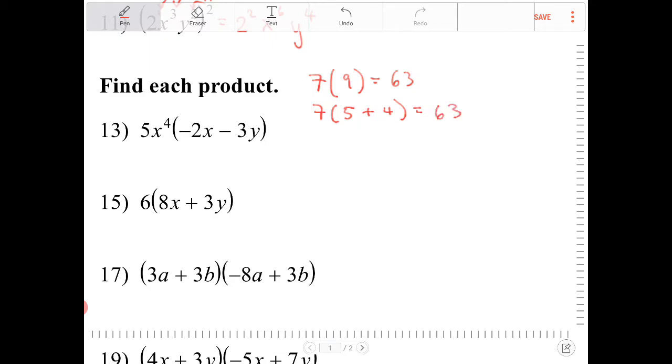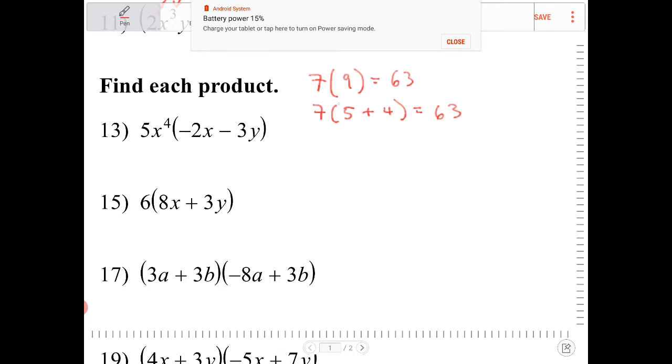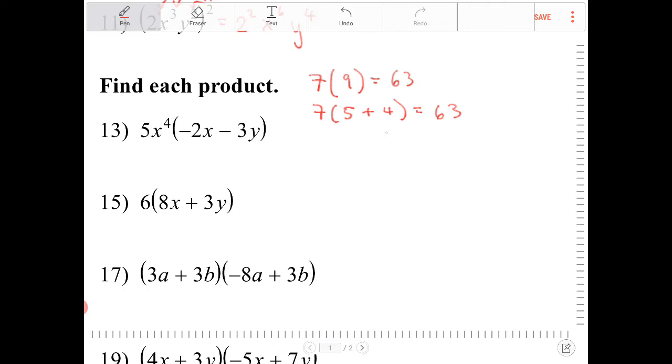Well, without having to go through order of operations, because we have to add 5 and 4 to get 9, alternatively, we could also end up with 63 by multiplying these together first. So I end up with 7 times 5 plus 7 times 4. This is again equal to 35 plus 28. And yes, this does indeed equal 63. So this is just another way for us to multiply things out.